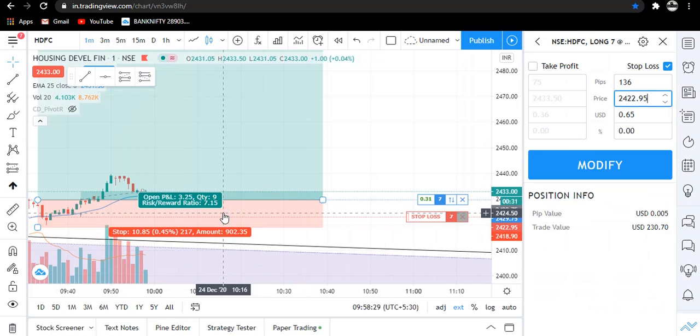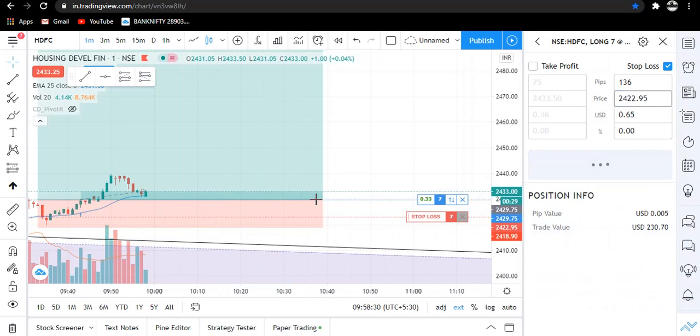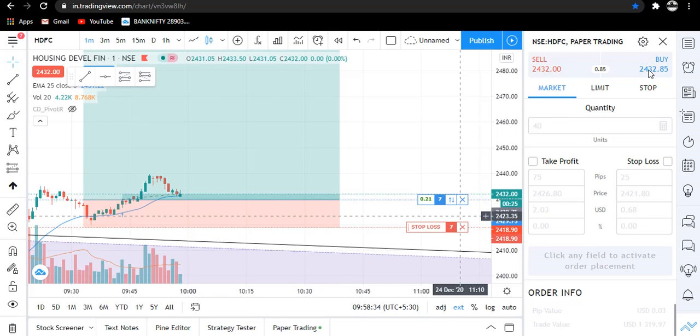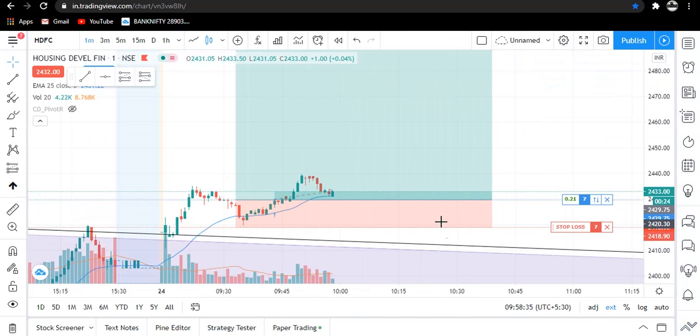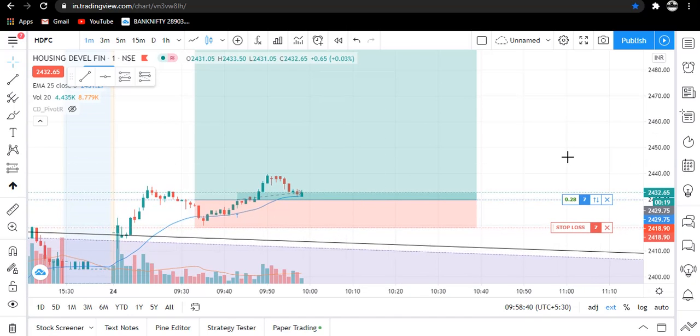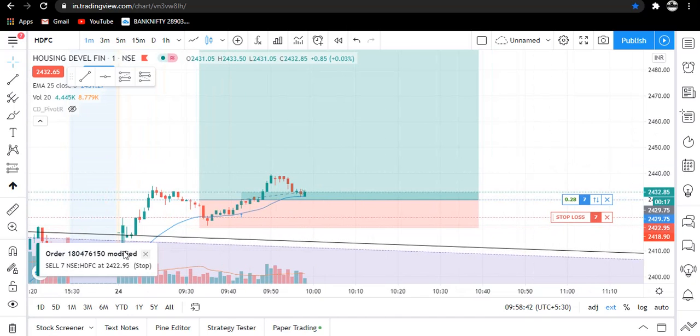that is here. This is a swing low. I am modifying or placing my order. Okay traders, so our order has been sent. It will be executed. Okay, so it has been modified.